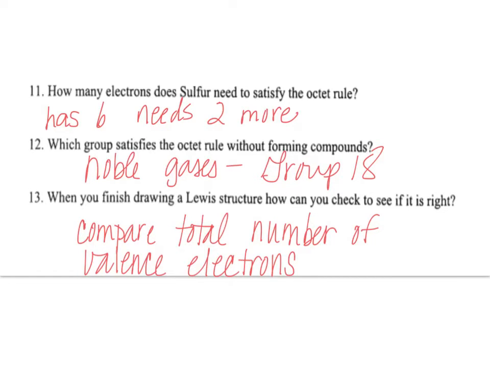13, when you finish drawing a Lewis structure, how can you tell if it's right? Remember how you need to add up all the valence electrons for all the atoms involved, and then you will count the total number of valence electrons in your Lewis structure, and they should match.